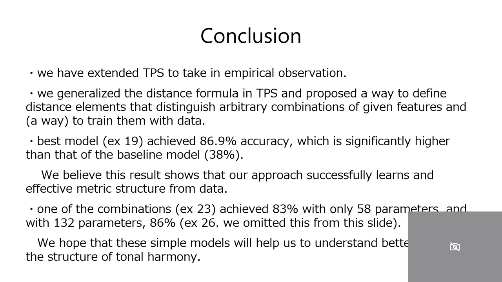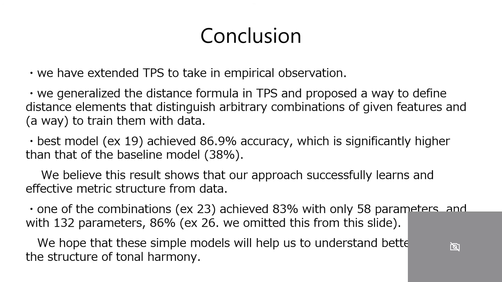In this study, we have extended TPS to take empirical observation. We generalized the distance formula in TPS and proposed a way to define distance elements that distinguish arbitrary combinations of given features and to train them with data. Our best model achieved 86.9% accuracy, which is significantly higher than that of the baseline model. We believe this result shows that our approach successfully learns an effective metric structure from data.